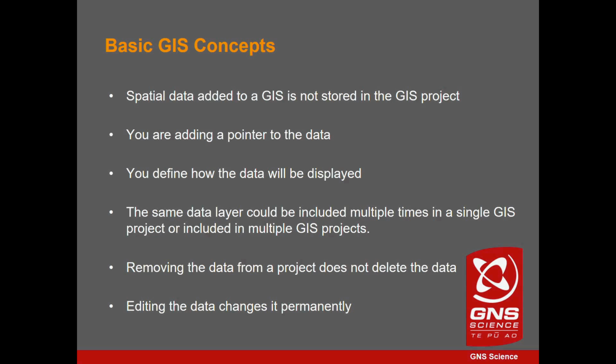When you add spatial data to a GIS, you're not storing the data in the GIS. When you put data in Excel, it's actually in the project. In GIS, you're just adding a pointer to the data. The data remains somewhere else, and all you're doing is saying, this is where the data is, and this is how I want to see the data displayed.